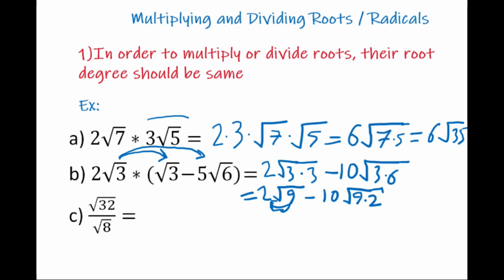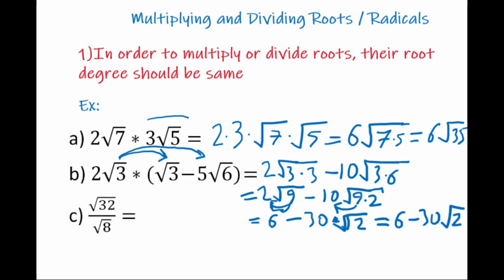There is also the 2 we have. If you multiply 2 by 3, it's going to be 6. Minus, that 9 can go outside as 3 as well, so 3 times 10 is 30 times square root of 2. We cannot go further from here. The result is 6 minus 30 square root of 2.